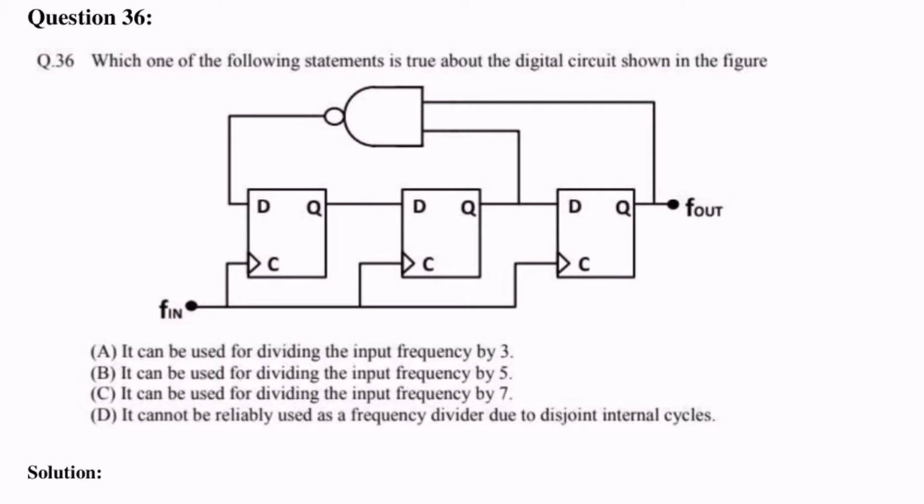This is a sequential circuit. So the first step would be to label the state variables, which are the outputs of the flip-flops. So I'll call this Q2, I'll call this Q1, and I'll call this Q0.